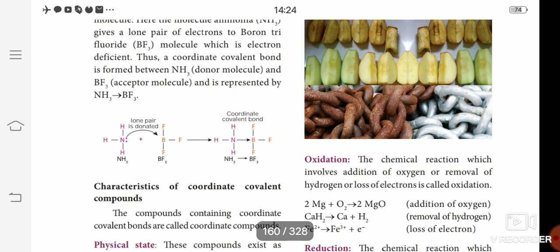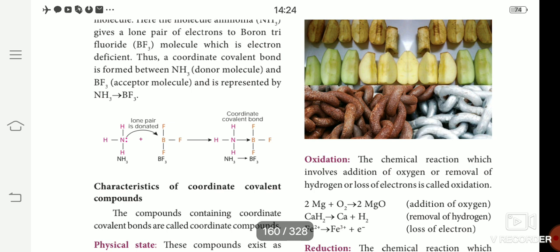So 3 plus is converted into 2 plus. Loss of electron means the atom gets a positive charge. Gain of electron means the atom gets a negative charge. So this is oxidation and reduction reaction.